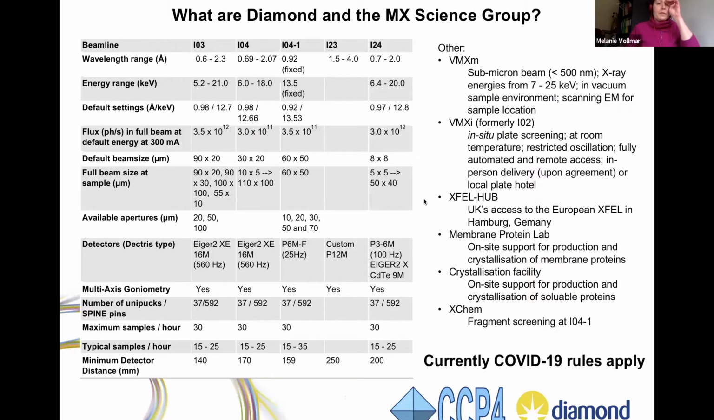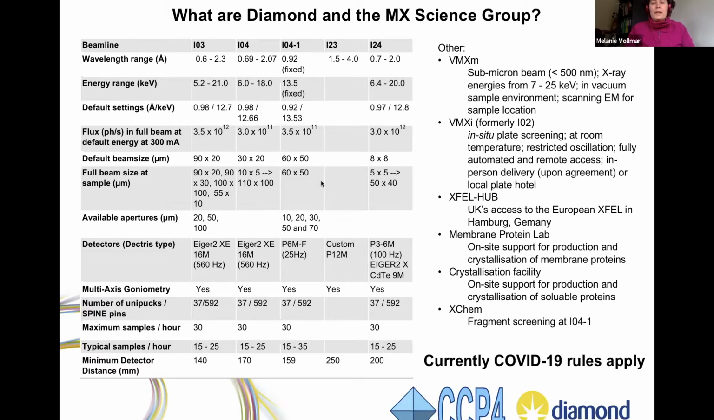The beam lines themselves, we've got several setups. The standard beam lines most users go for are I03, I04, I04-1, and I-24. They all come with high frame rate, photon counting detectors. They all have robotics and automation, so you can have up to 600 samples on the beam line at a given time. And except for I04-1, they all have tunable energies and wavelengths, so you can do a range of experiments with different beam sizes, from very small to very big, depending on your crystal size.